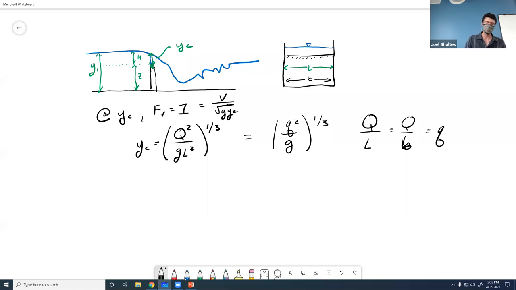And then we'll also remember that the critical energy, or the minimum energy for a particular flow rate in a particular channel, is equal to 3/2 Yc. So that's just the relationship that falls out of that.